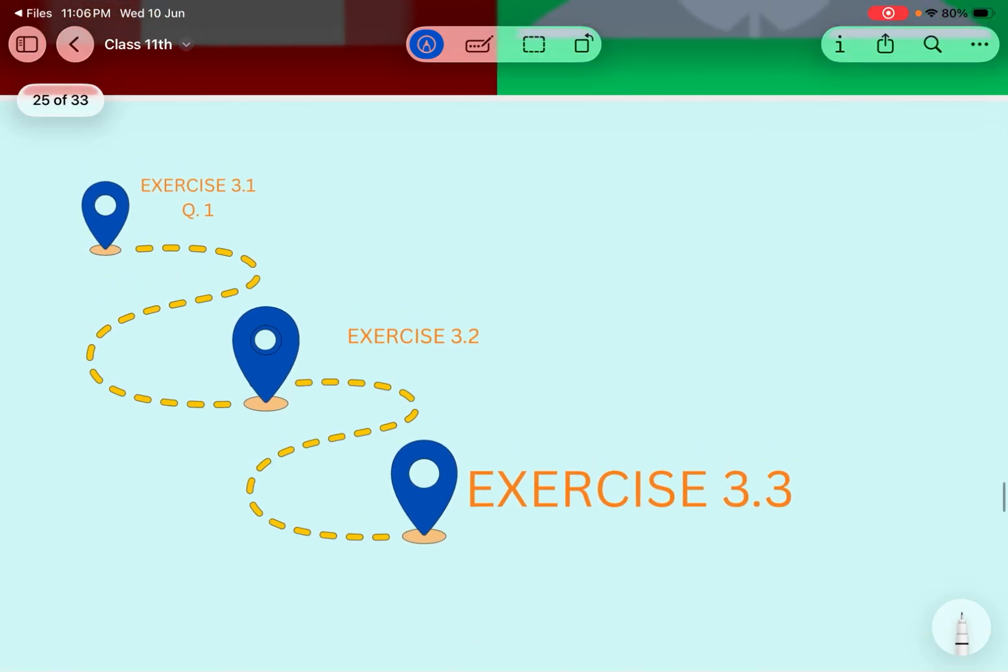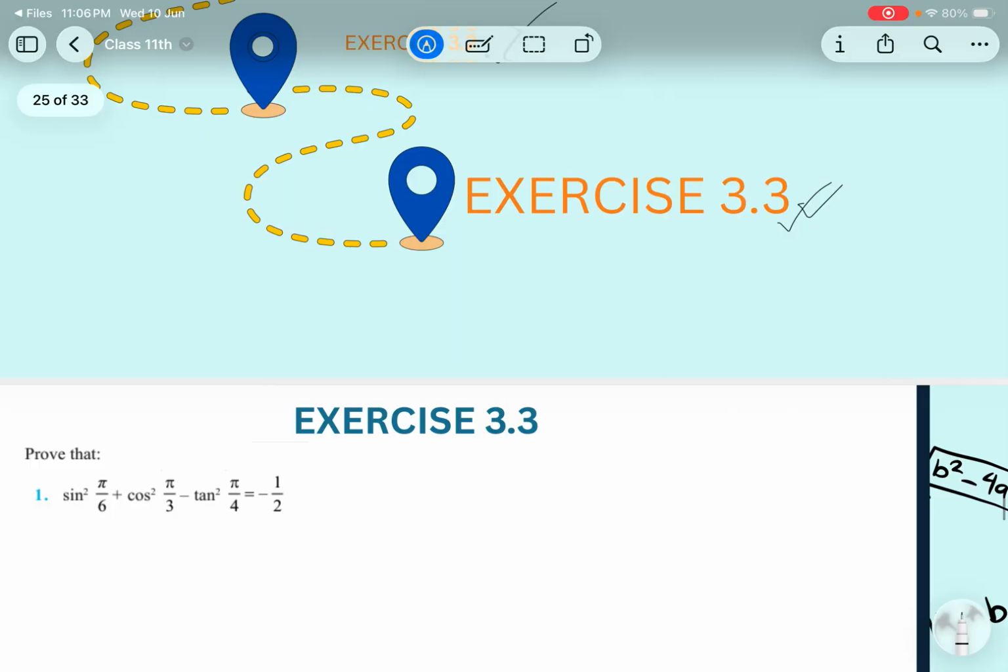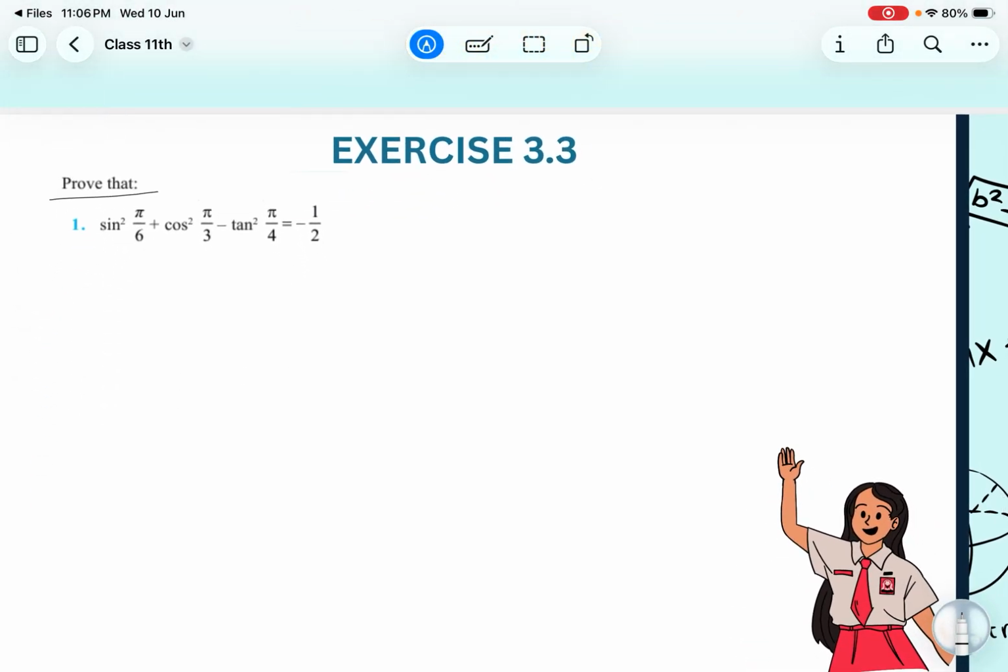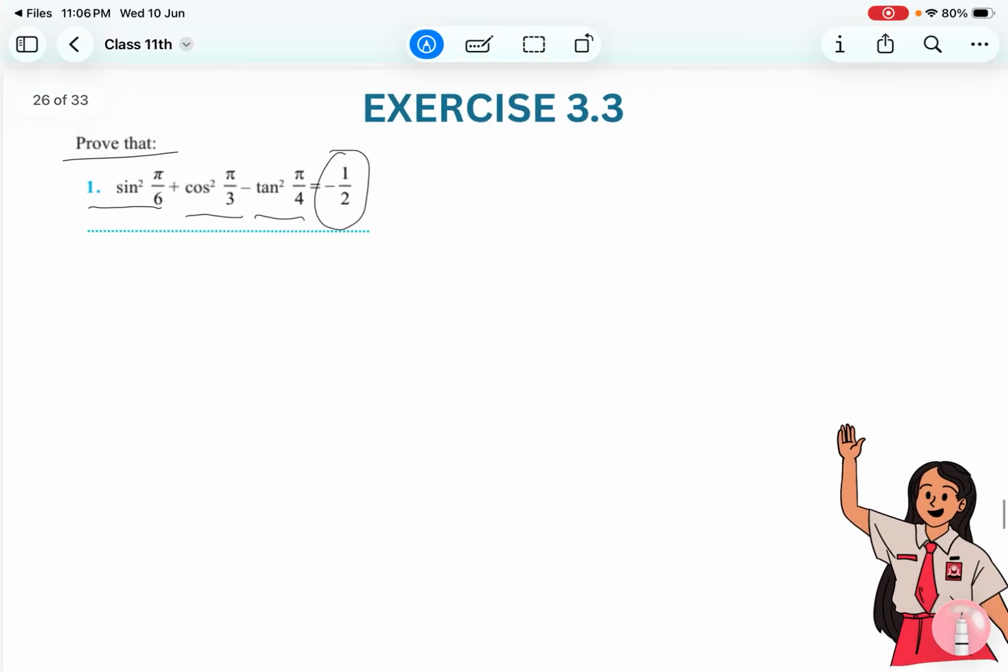So now we have already completed our exercise 3.1, 3.2, and in today's video we are going to solve a few questions of exercise 3.3. Okay, so let's start. The first question is: prove that sine square pi by 6 plus cos square pi by 3 minus tan square pi by 4 equals minus 1 by 2. Okay, so let me just write this.